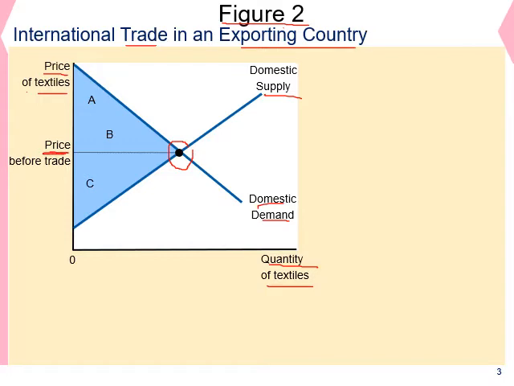So before trade, the consumer surplus is area A plus area B. The producer surplus is area C. The total surplus in the economy will be A plus B plus C, which is the consumer surplus plus the producer surplus, giving you the total surplus.